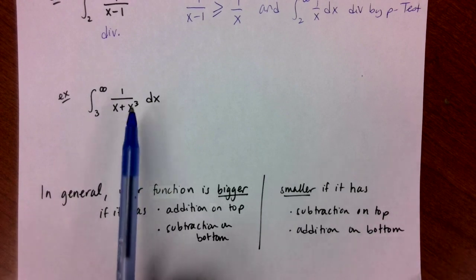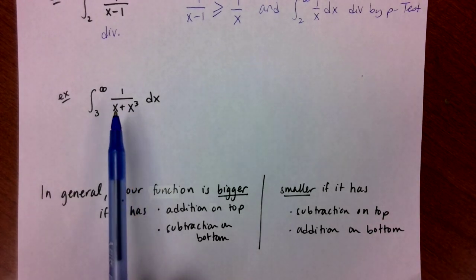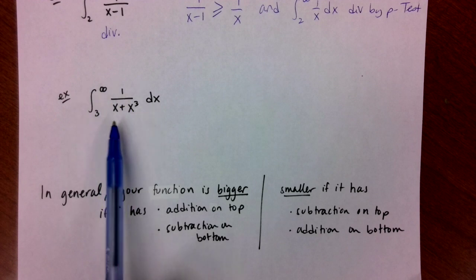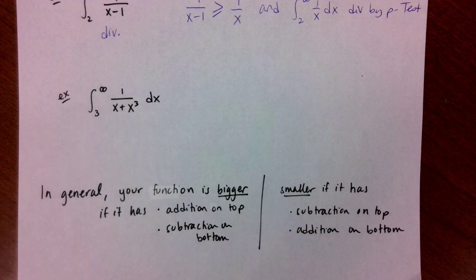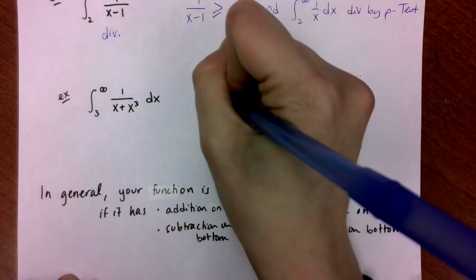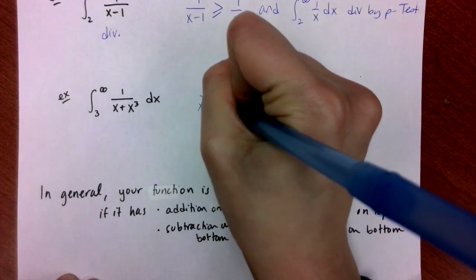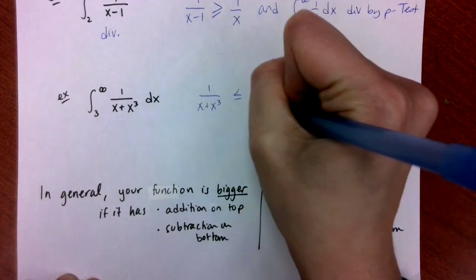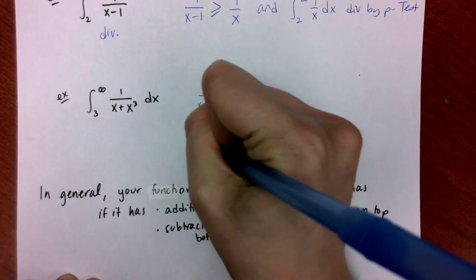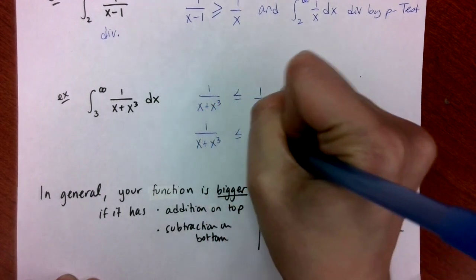My very last example here is an interesting one. We have the integral from 3 to infinity, 1 over x plus x cubed dx. This is one that would be very difficult, not impossible, but would take a great deal of effort to integrate, and it's a great candidate for the comparison test. But we have to be very careful about how we apply the comparison test. So we have 1 over x plus x cubed.